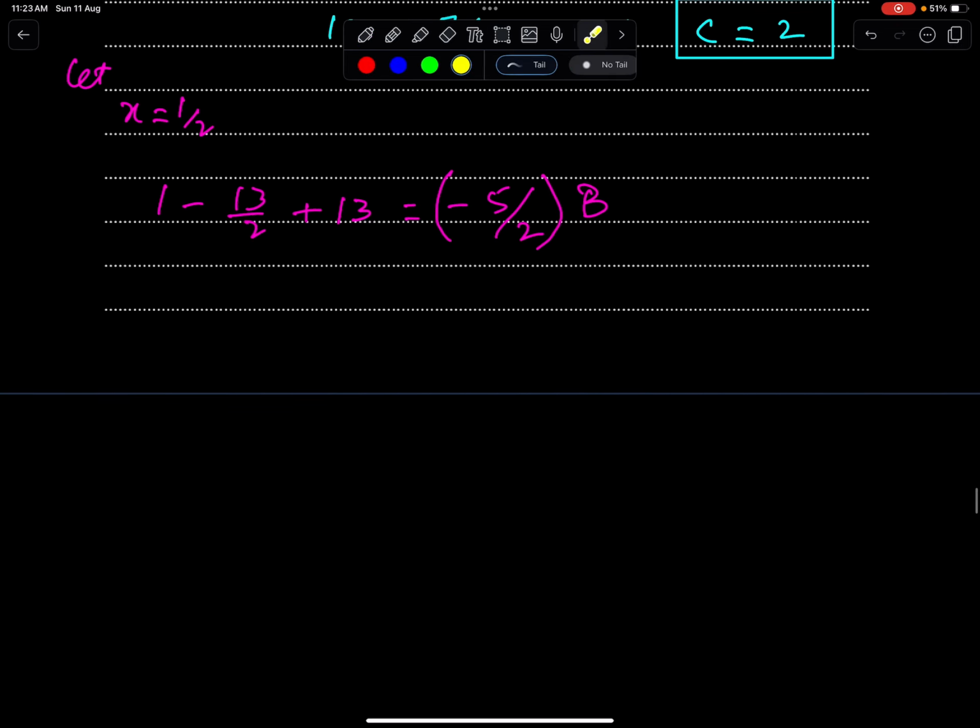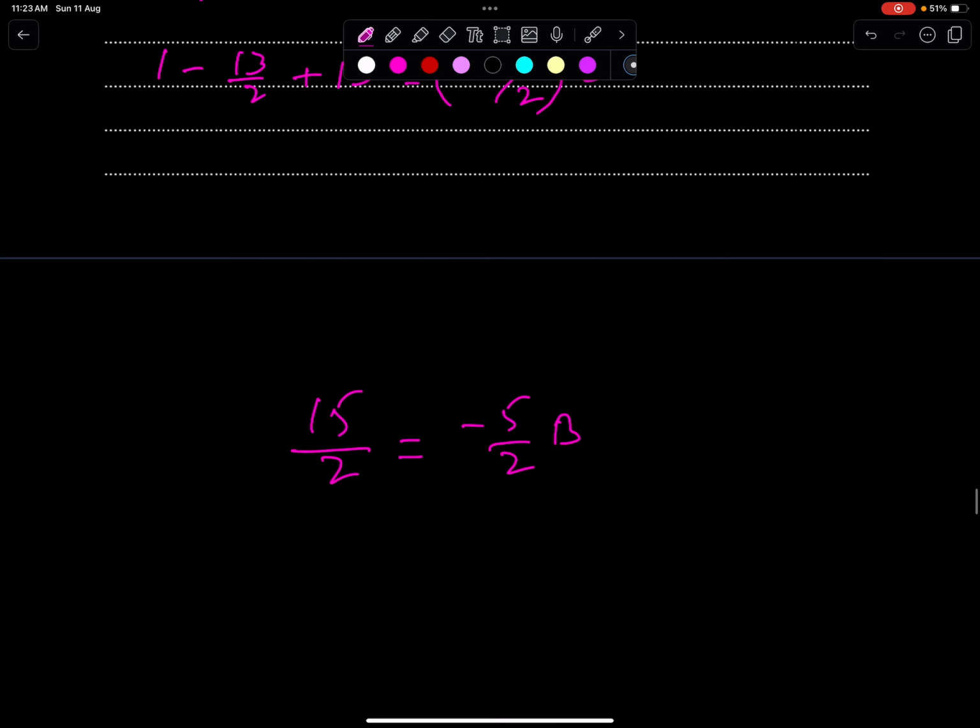So these two will become 14, and when we take LCM, we'll get 28. 28 minus 13 makes 15. So we are getting 15 upon 2 on left side, and minus 5 upon 2 with b on right side. So the value of b is minus 3.